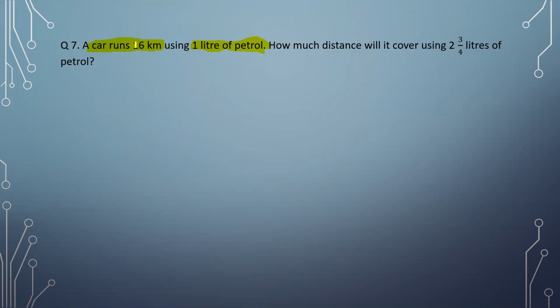One car is running about 16 kilometers using 1 liter of petrol, and they ask how much distance it will cover using 2 3/4 liters of petrol. That means the total petrol present in the car is 2 3/4 liters, and for 1 liter of petrol it runs 16 kilometers, and they are asking us to find the total distance which can be covered using 2 3/4 liters of petrol.